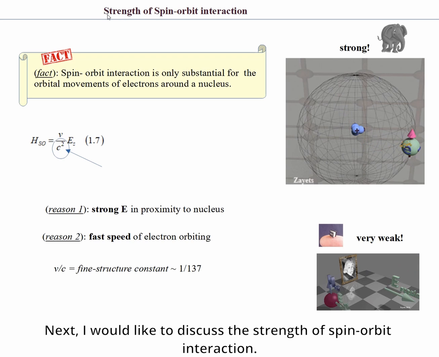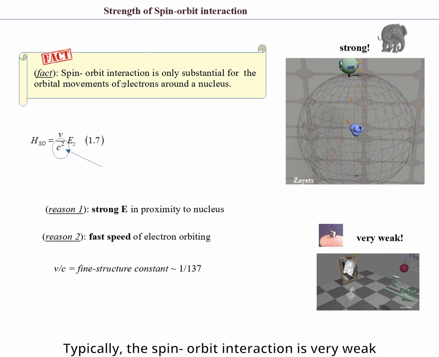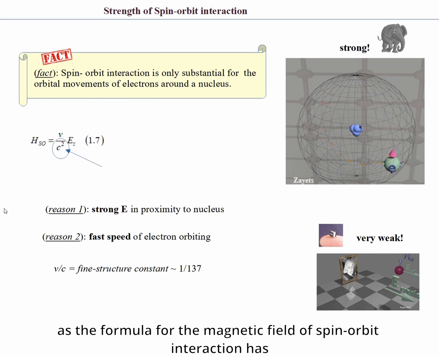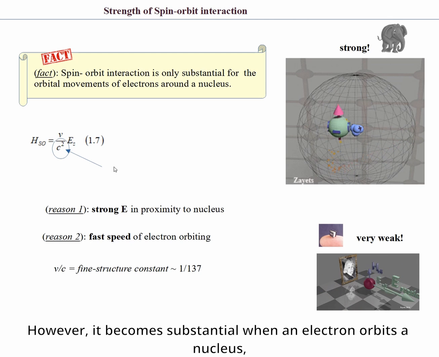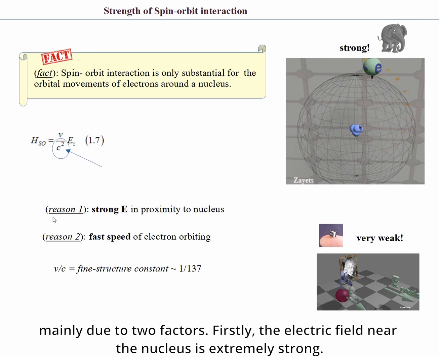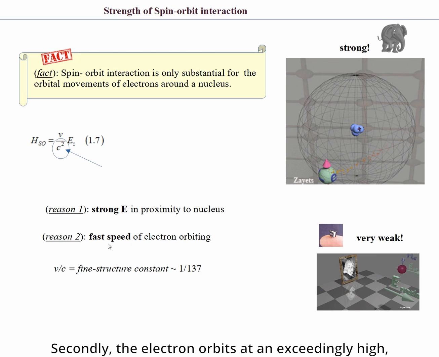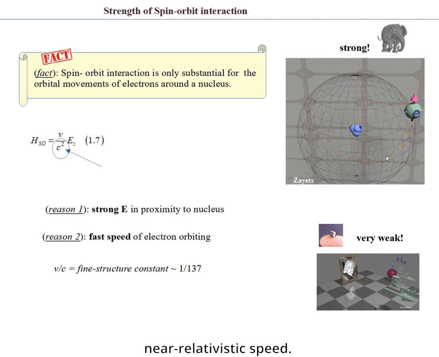Next, I would like to discuss the strength of spin-orbit interaction. Typically, the spin-orbit interaction is very weak, as the formula for the magnetic field of spin-orbit interaction has the speed of light squared in the denominator. However, it becomes substantial when an electron orbits an atomic nucleus, mainly due to two factors. Firstly, the electrical field near the nucleus is extremely strong. Secondly, the electron orbits at exceedingly high near-relativistic speed.